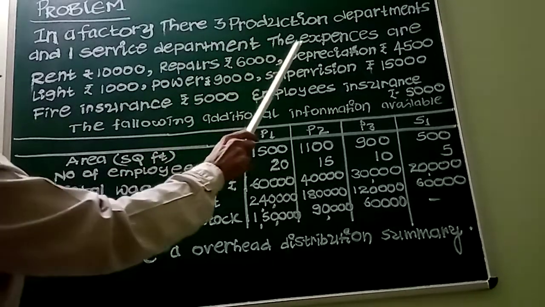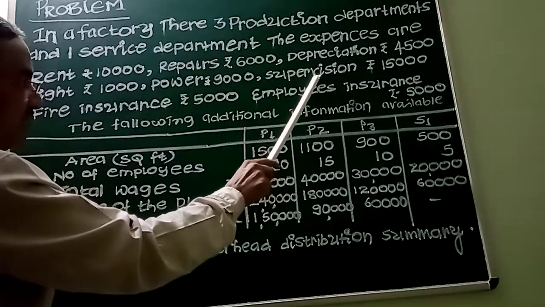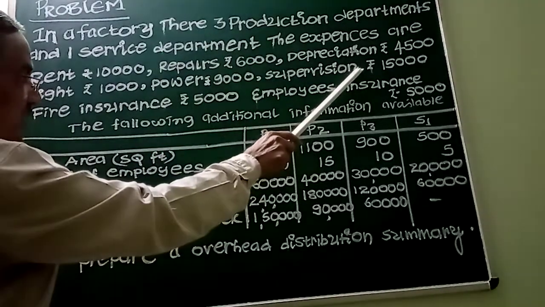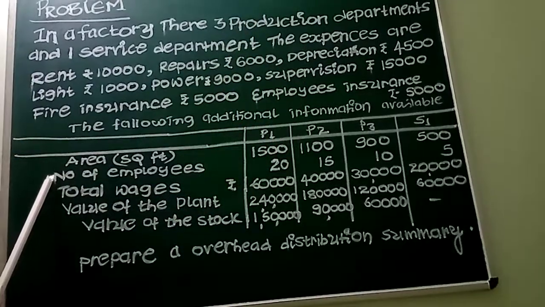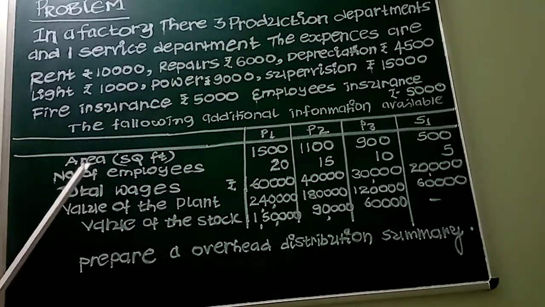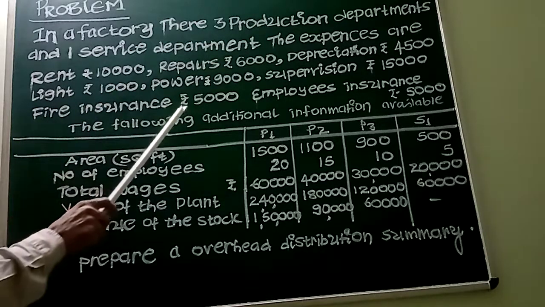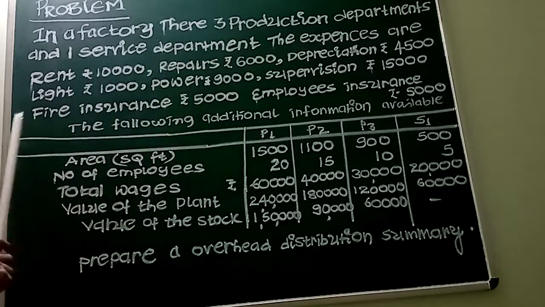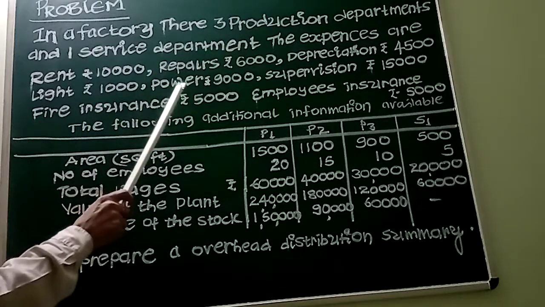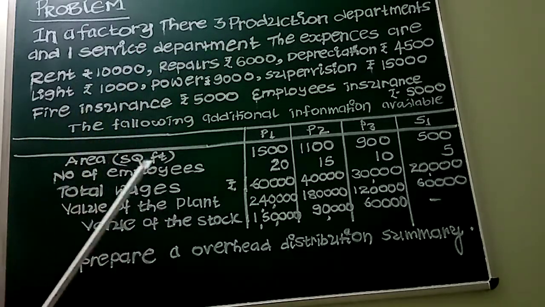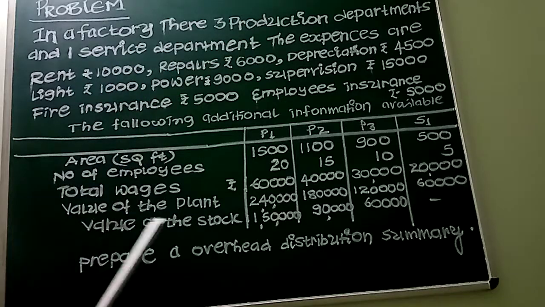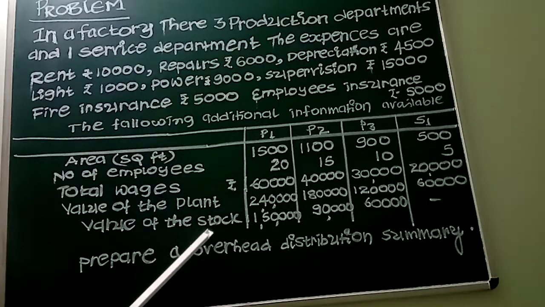Next is supervision. So supervision is always apportioned on the basis of number of employees. More number of employees means more supervision. So fire insurance premium 5,000. Usually fire insurance is taken for stock. On the stock only we are going to take the fire insurance premium.